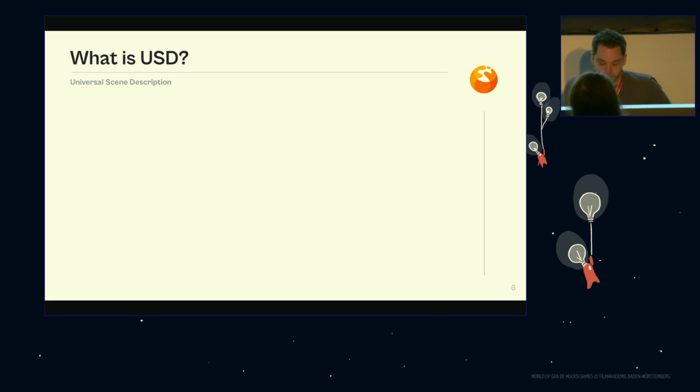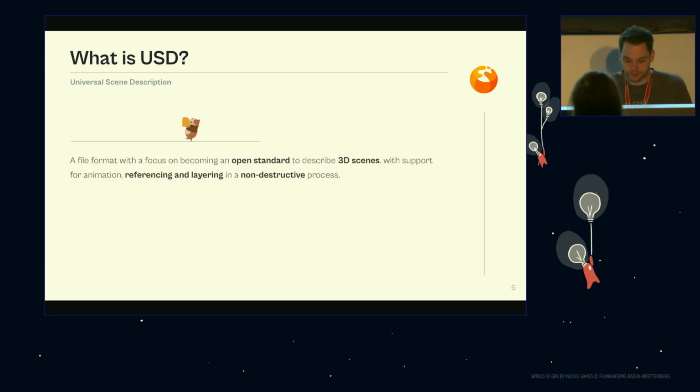So what is USD? For the 2 people in the room who raised their fingers, it's basically a file format that stores your data, which, like Alembic, could store geometry. But in essence, it's an open standard to describe 3D scenes in their entirety for animation, with support for animation. And it can also reference and layer things on top of each other with strength, which I'll go into in a bit. But it's non-destructive, which is where the layering comes in.